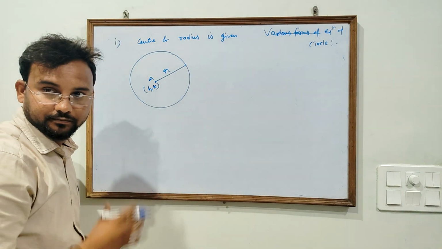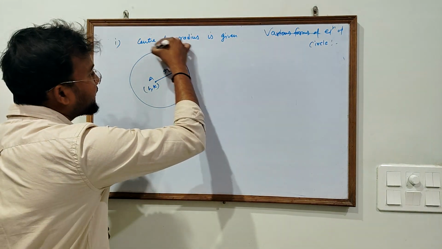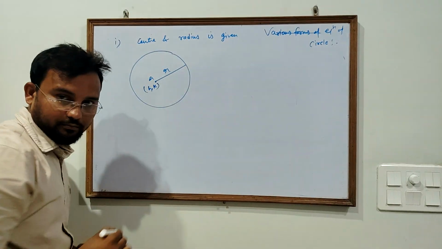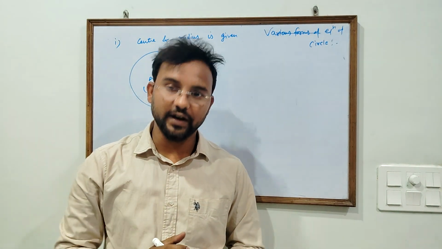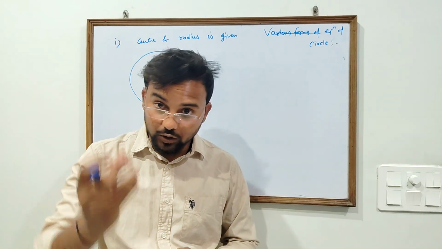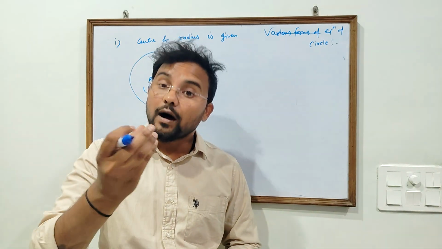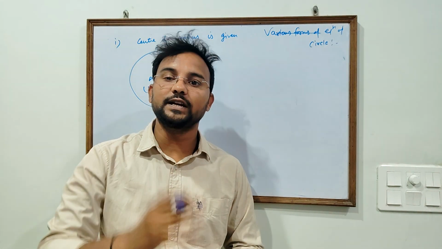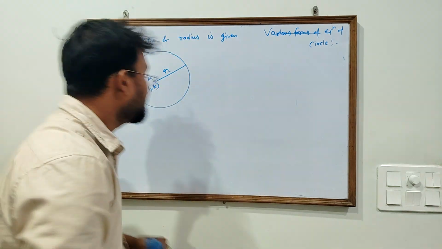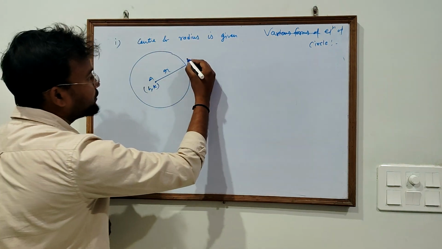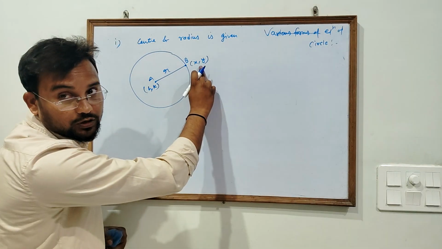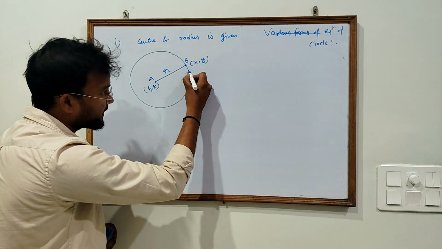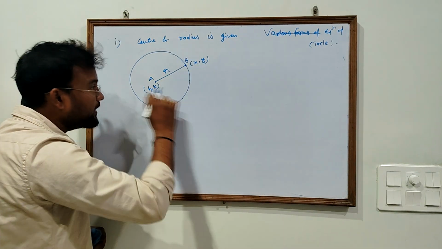Okay, now I will take any point on the circle. Bachon, you should know that whenever a curve is defined, there will be a point that is called general point or arbitrary point which always satisfies that curve. Okay, that means on this circle I can choose a point and I have taken x comma y, that is called general point. Means this x comma y can be anywhere on this circle.